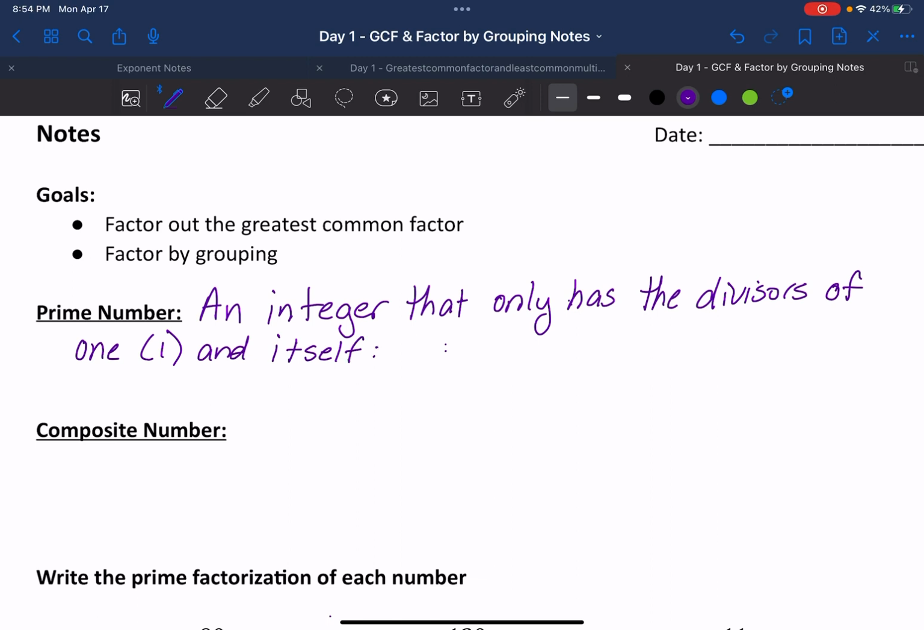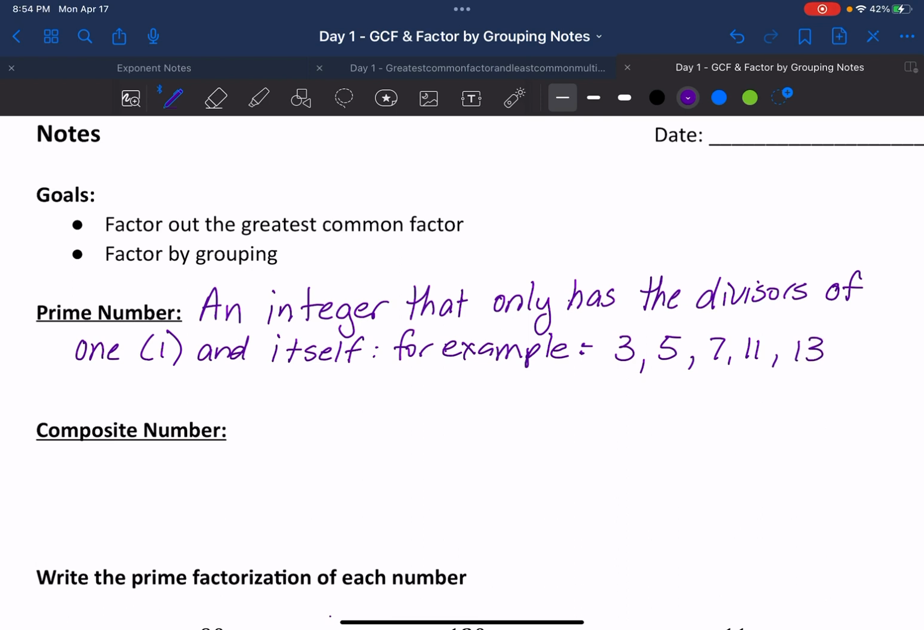So, for example, a prime number would be the number 3. There are no other numbers that we can multiply together except 1 times 3. Same for the number 5. Same for the number 7. The number 11, and the number 13.